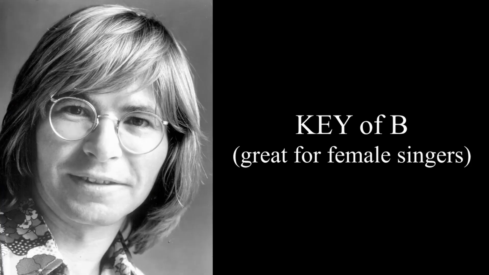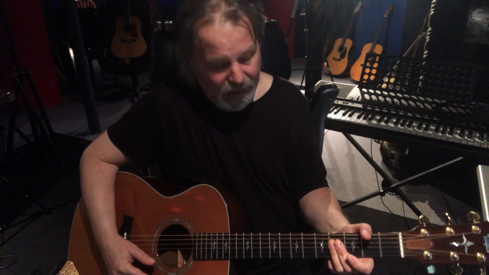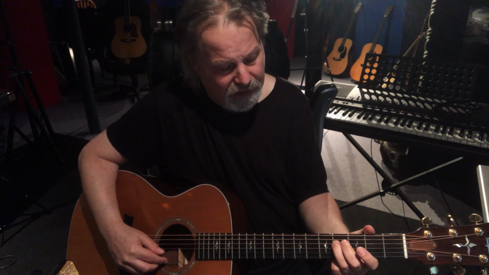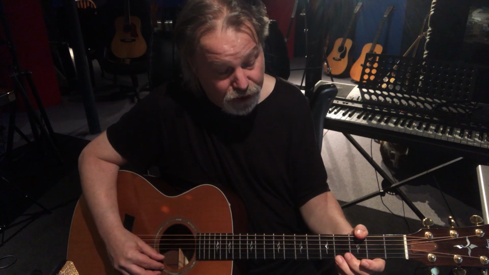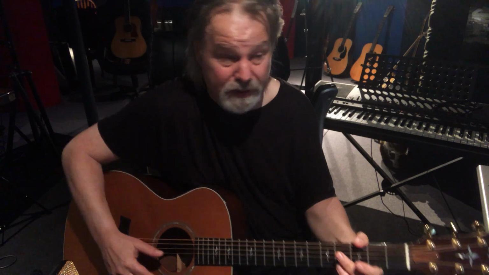Let's see how that is. All right, so we were in A before, now we're going up to B. The starting note is an F sharp. "Lost and alone." That's our lowest note. And our highest note is going to be the G sharp. "Sweet surrender." So if you could hit these two notes comfortably, the key of B may be your key.